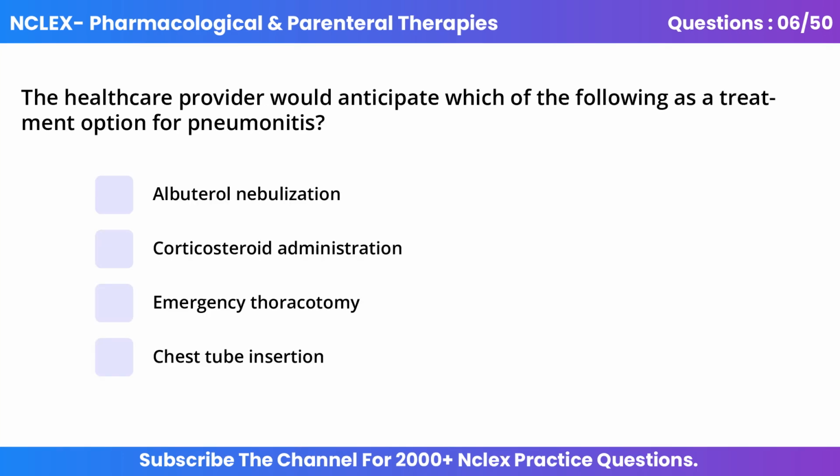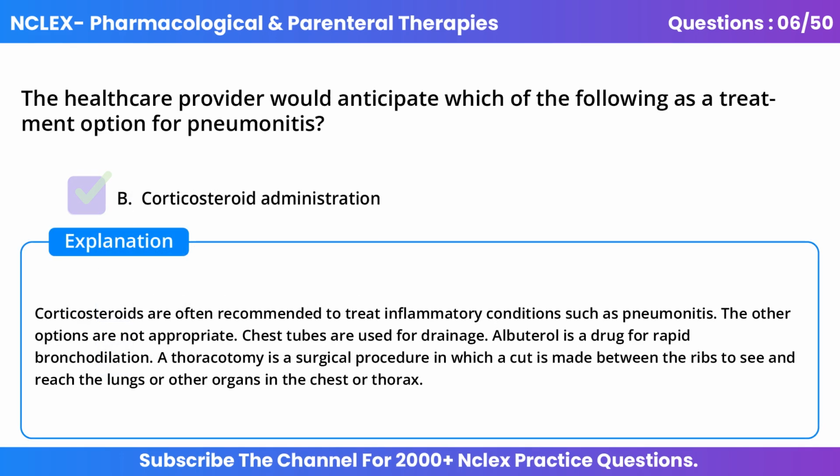Question 6. The healthcare provider would anticipate which of the following as a treatment option for pneumonitis. B. Corticosteroid administration. Corticosteroids are often recommended to treat inflammatory conditions such as pneumonitis. The other options are not appropriate.